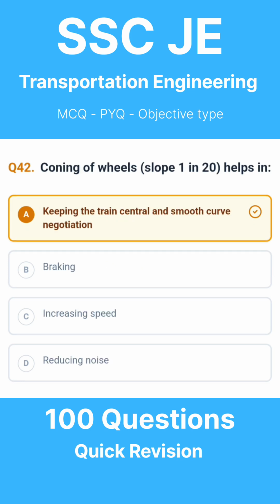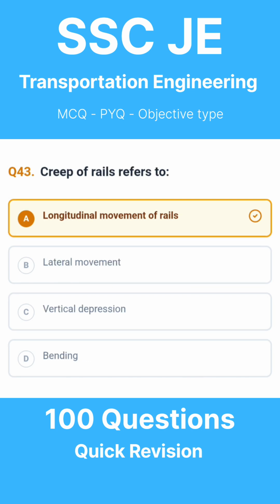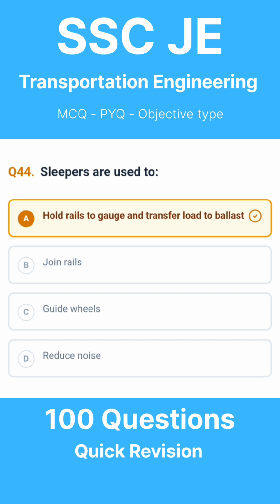Question 42. Coning of wheels, slope 1 in 20, helps in. The correct answer is keeping the train central and smooth curve negotiation. Question 43. Creep of rails refers to. The correct answer is longitudinal movement of rails. Question 44. Sleepers are used to. The correct answer is hold rails to gauge and transfer load to ballast.